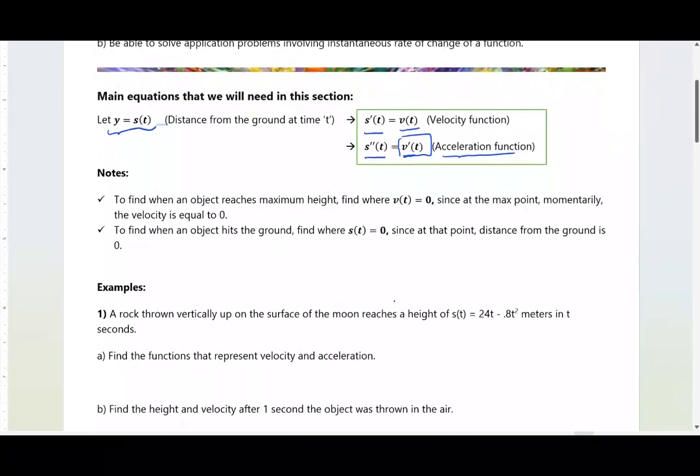Also, a few tips to solve the examples, very typical types of examples. They might ask you, when does the object reach its maximum height? In that situation, typically we're going to find when velocity is equal to 0. Let's say this is the graph of y equals s of t, where the x-axis represents t and the y-axis represents s of t. If you find a point where the tangent line is horizontal, basically where the slope of the tangent line is 0, typically that's where the maximum height will be reached. So that's a little tip.